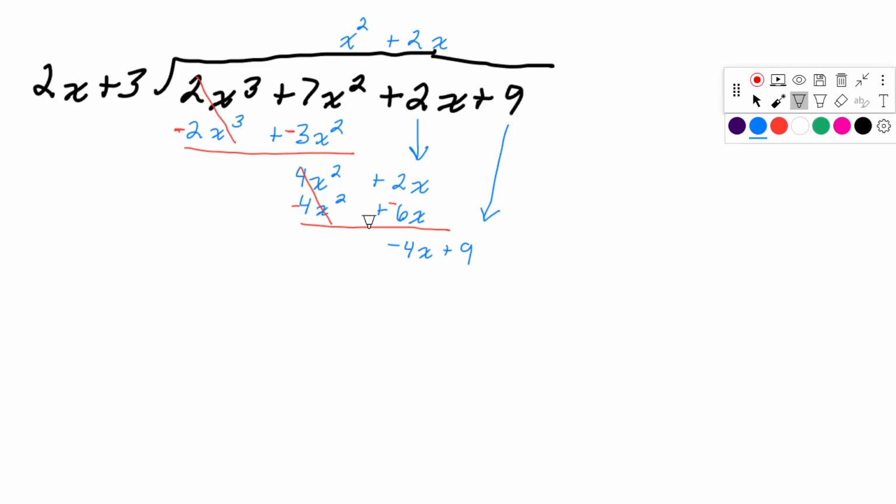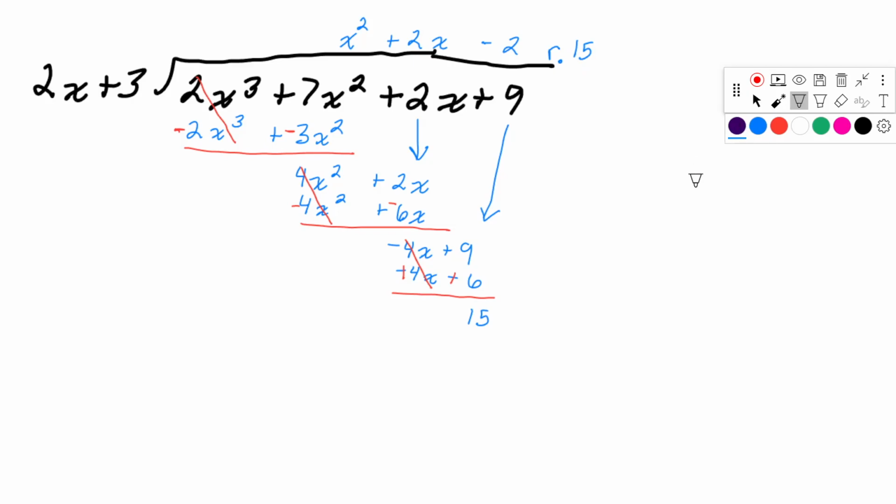So now, what do I take times 2x to get negative 4x? That's going to be a negative 2. Negative 2 times 2x is negative 4x. Negative 2 times 3 is negative 6. And now when we subtract, we change our signs, they both become positive. The x terms cancel, and we're left with 9 plus 6 is 15. I don't have anything more to bring down. So this is what we call our remainder. And we can write it as the remainder of 15.